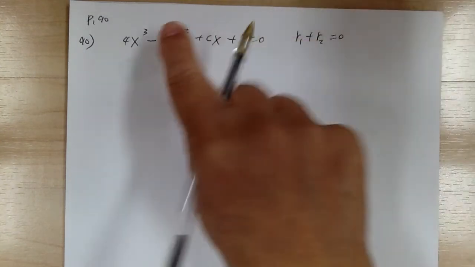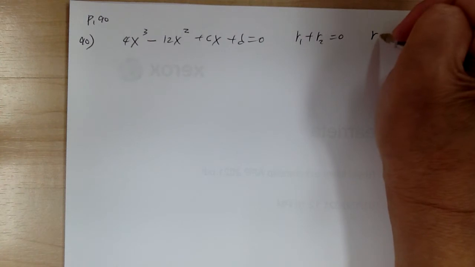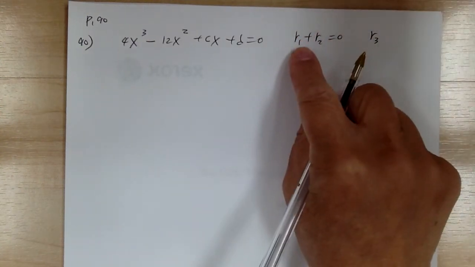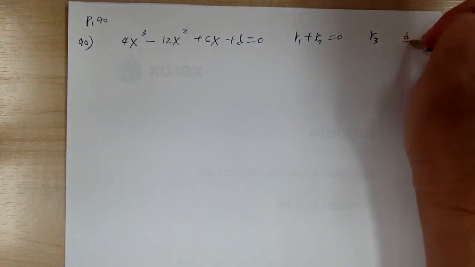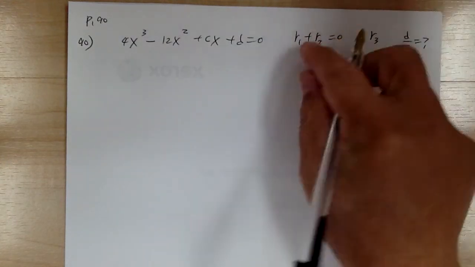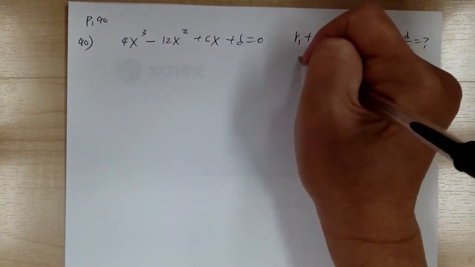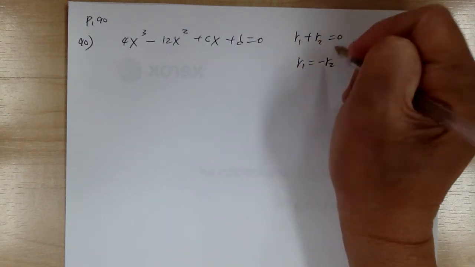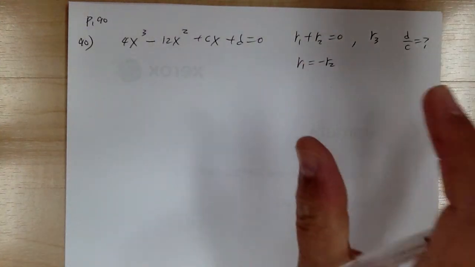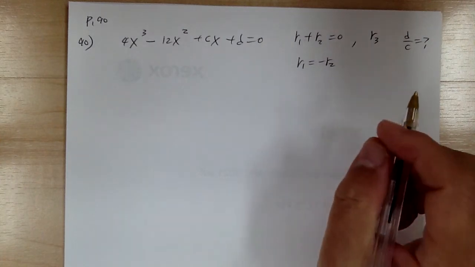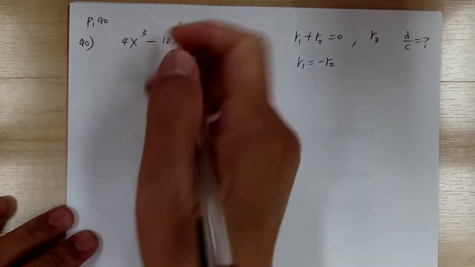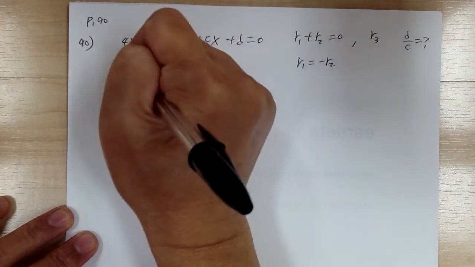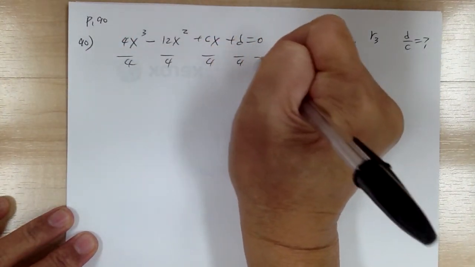And then, since this is a cubic equation, you're going to have a third root, right? So since they add up to 0, that means you're looking for d over c. Since they add up to 0, that means r1 equal to negative r2, the opposite. Okay, now before we apply the root equation, we need to divide by 4. So let's divide everything by 4.